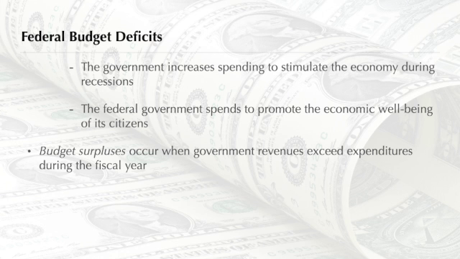A third reason the federal government has used deficit spending is to stimulate the economy during recessions. During a recession, the federal government may decrease taxes and increase spending, thereby putting money into the economy. This process, however, further increases the deficit. The fourth reason for budget deficits has been the federal government's efforts to promote the economic well-being of its citizens. A budget surplus, on the other hand, occurs when the government revenues exceed government expenditures during the fiscal year.